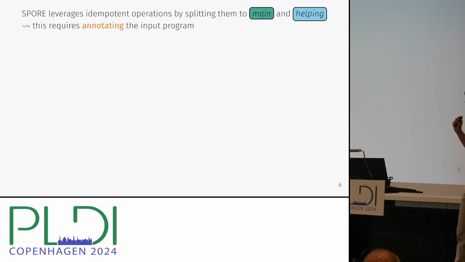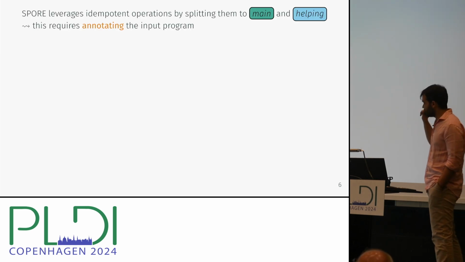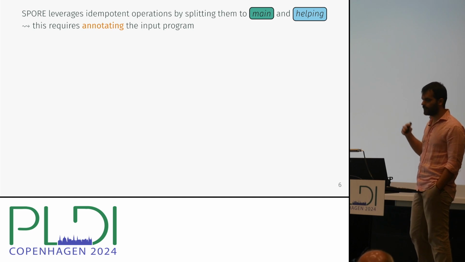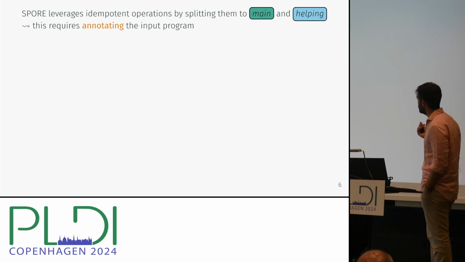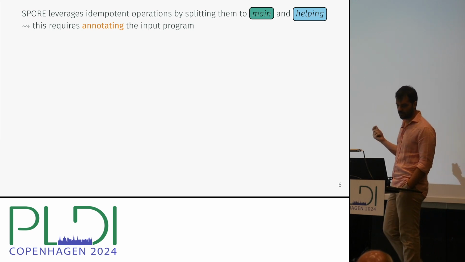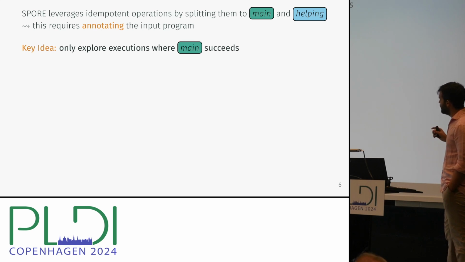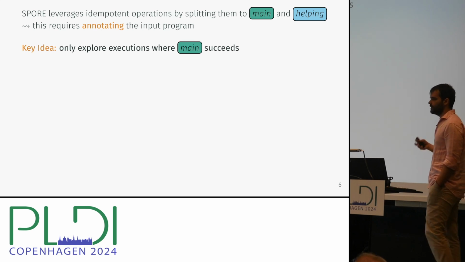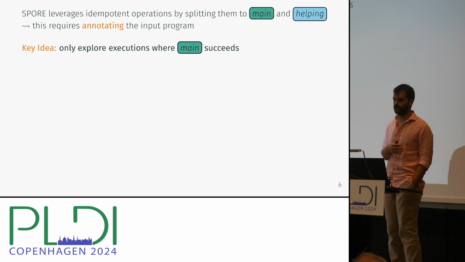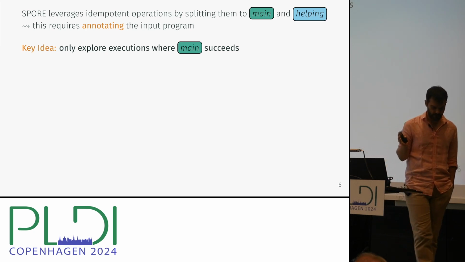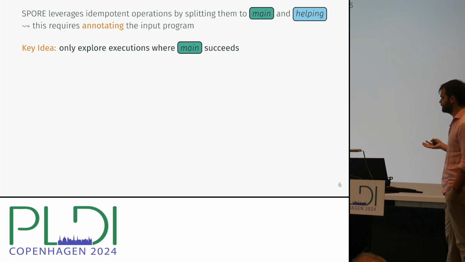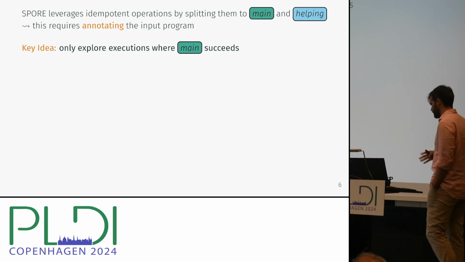It leverages this by splitting these operations into a main one and some helping ones, which is done by annotating the input program. And then it tries to only explore executions where the main one succeeds. So all the helping operations are effectively treated as no-ops. Right? And this gives an exponential reduction.